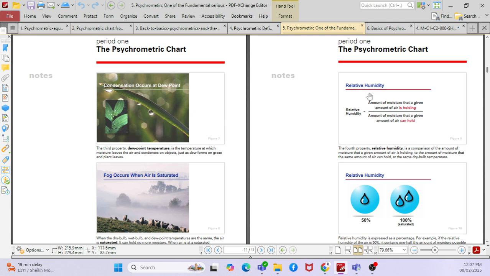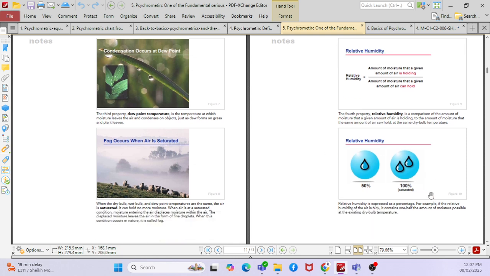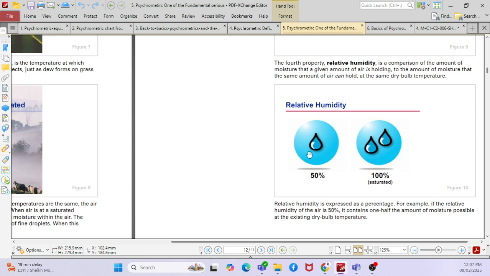When you talk about relative humidity, it is the amount of moisture that the air is holding. If it is 100%, then that is the amount of moisture that a given amount of air can hold. It cannot hold more than that, so the relative humidity will be 100%. When you say 100%, that is called dew point temperature. For example, this is a relative humidity picture. When you say relative humidity 50%, that means in your air particles 50% is moisture and 50% is dry air. When you say 100%, the complete box consists of moisture.